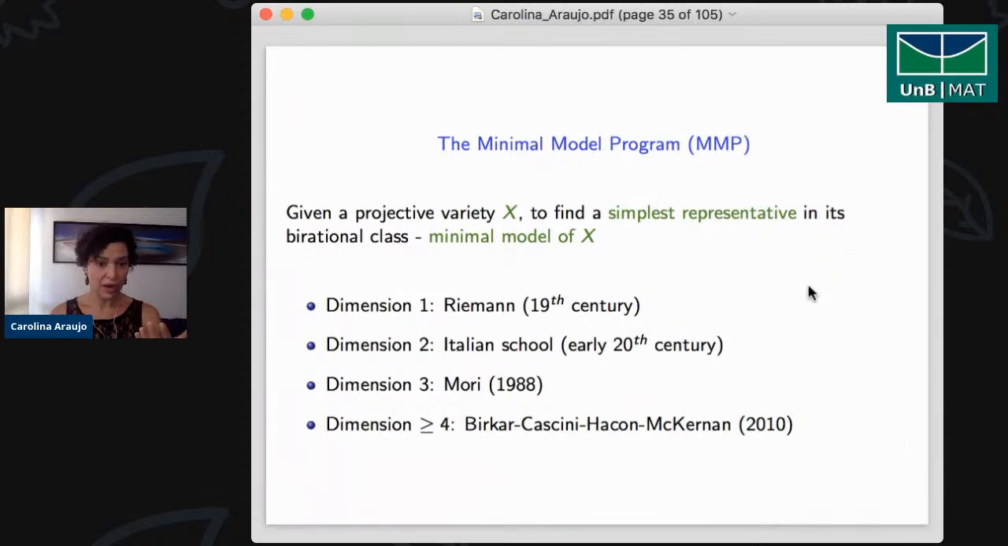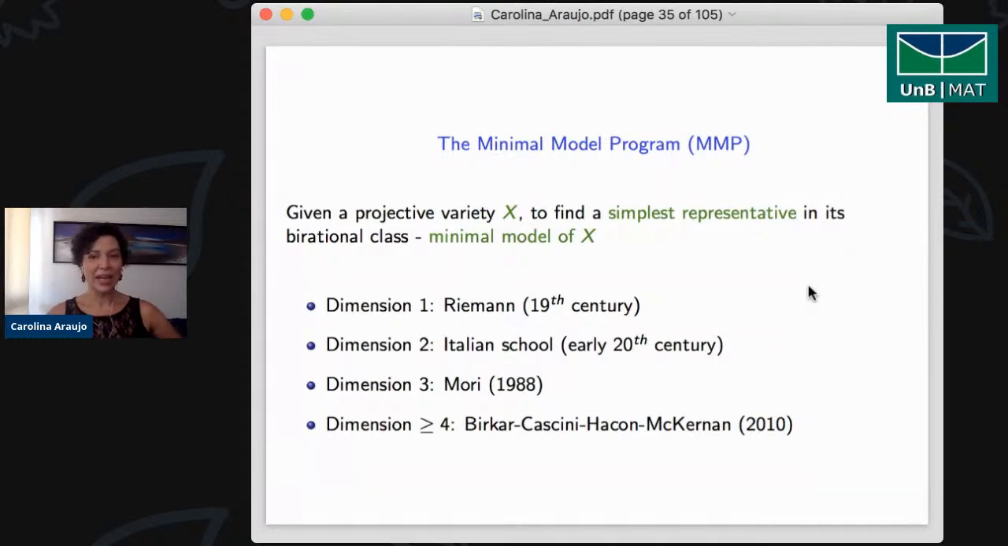For curves, as I mentioned, this was just done by Riemann in the 19th century. This is because birational equivalence and isomorphism is the same thing in this context. Now, in dimension 2, this was done by the Italian school in the early 20th century. What you do is you look for blow downs, and then you start to blow down your surface until you cannot blow down anything anymore. And this will be a minimal surface.